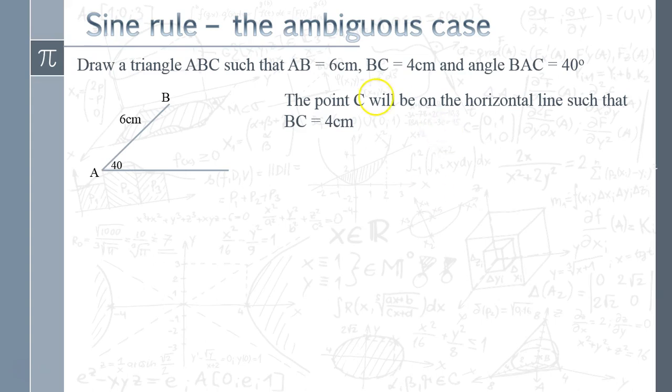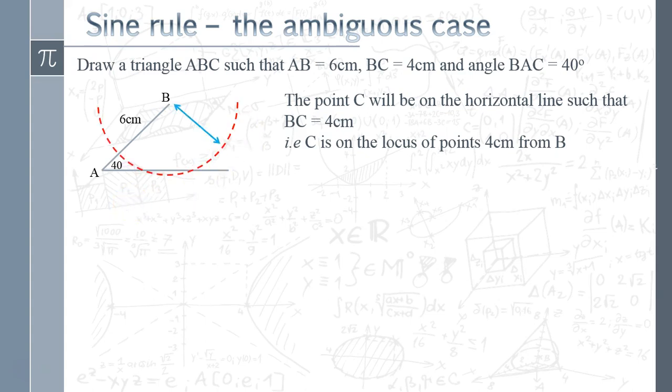So what we need is the point C. We know it's going to be somewhere along this line, and we know it's got to be 4 centimetres from this point. Essentially, that means C is on the locus of the points 4 centimetres from B. If you remember back to the good old days of drawing locuses with pairs of compasses, you'll know that the locus of the points 4 centimetres from B is a circle. So what we get is a line looking like that.